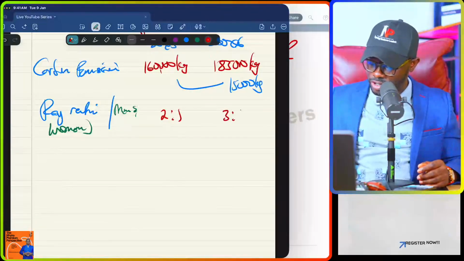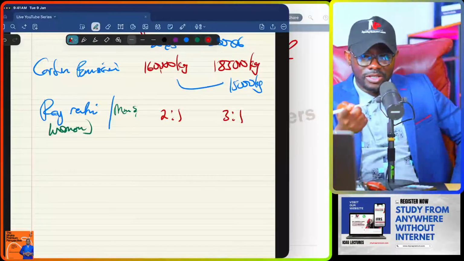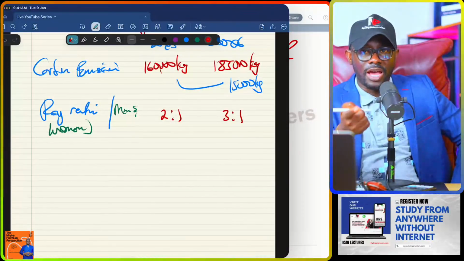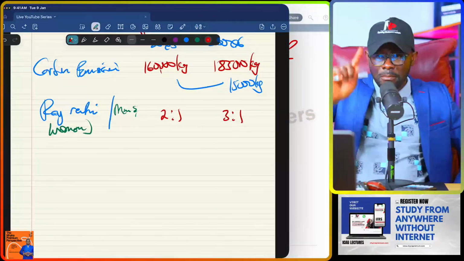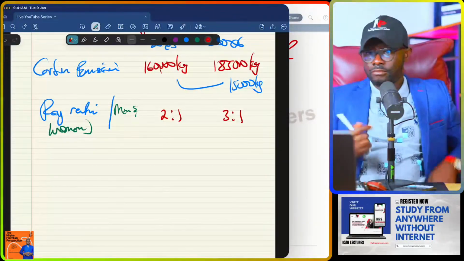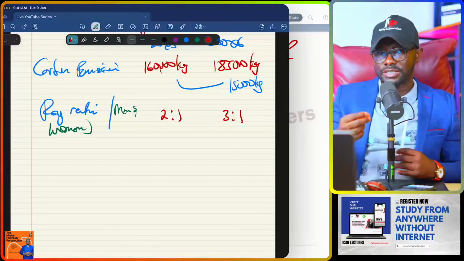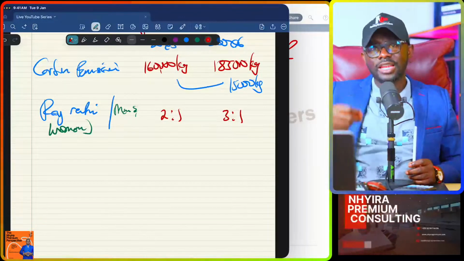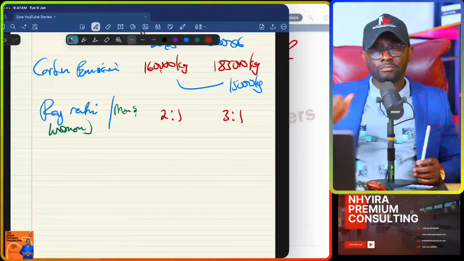is now 3:1. What does that mean? It means in the previous year, male employees earned twice what female employees were earning. But in the current year, male employees are earning 3 times what female employees are earning. Again, this is poor on the part of the entity because it means that the entity is not paying the female staff of the organization like they are paying the male staff.